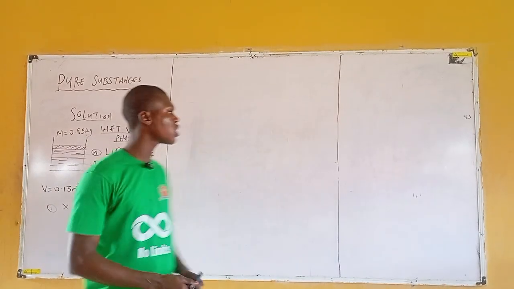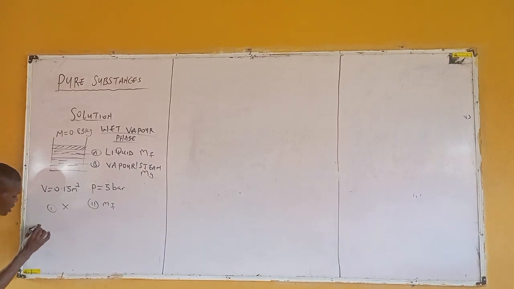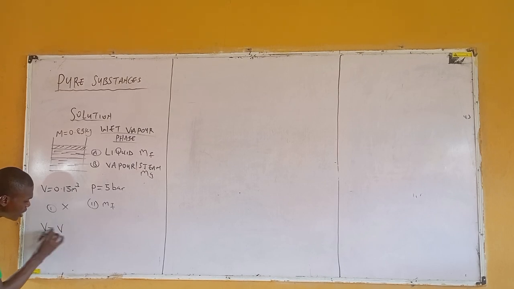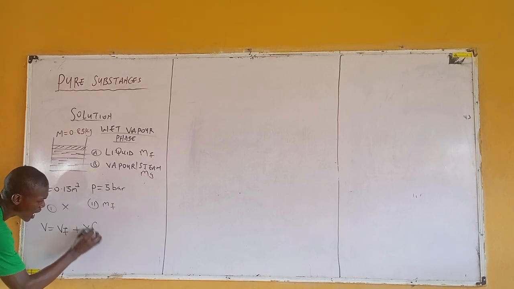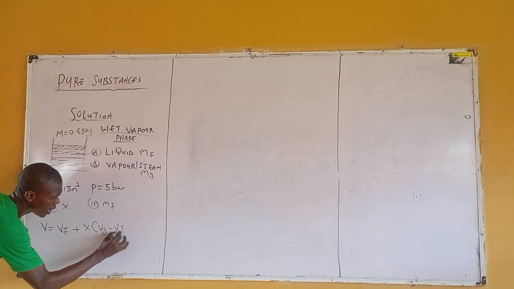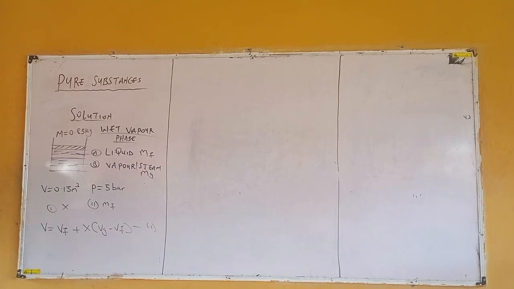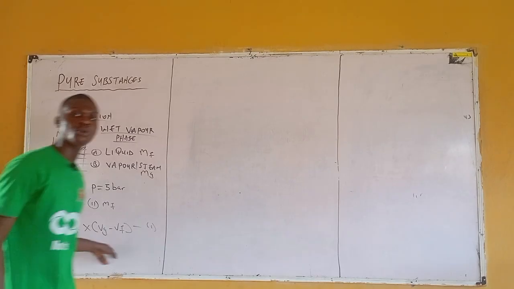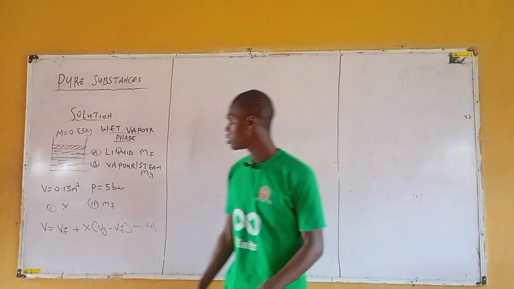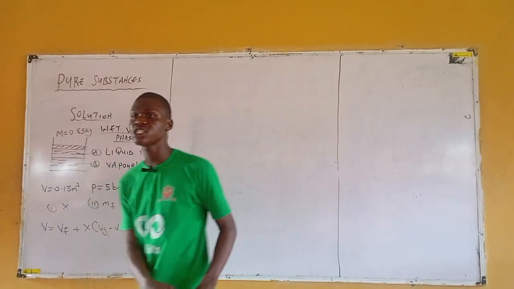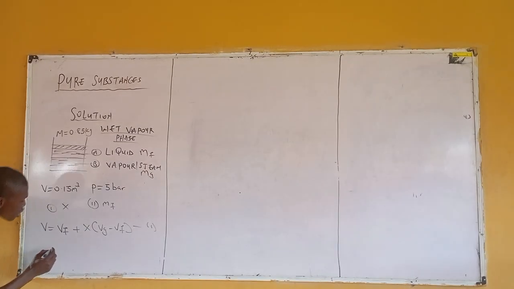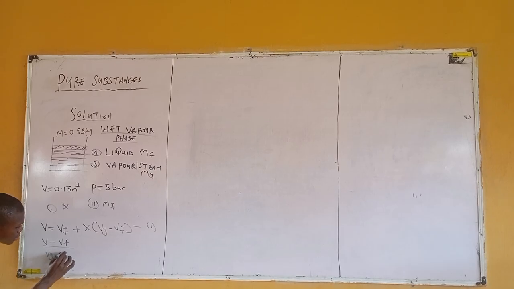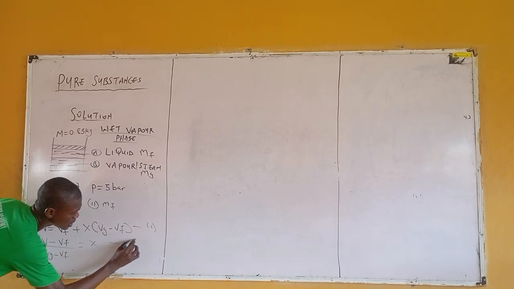Now, recall that your specific volume, what is the formula for specific volume? v equals vf plus x all into bracket vg minus vf. Say this is equation 1. Now, what are the unknowns from equation 1? Or before then, let's make x the subject of the formula. From equation 1, make x the subject of the formula. You have v minus vf all divided by vg minus vf, which is equal to x. Say this is equation 2.